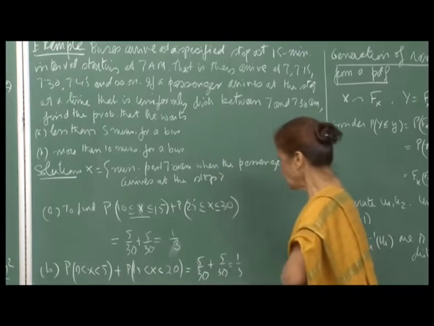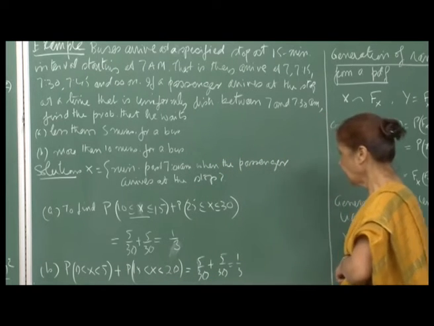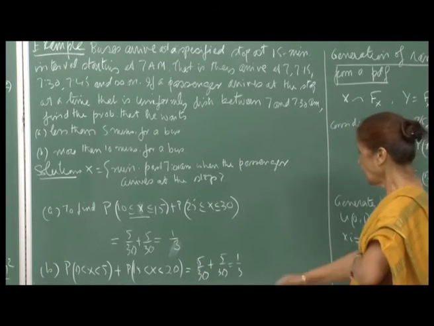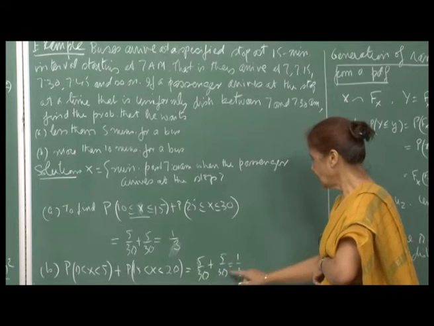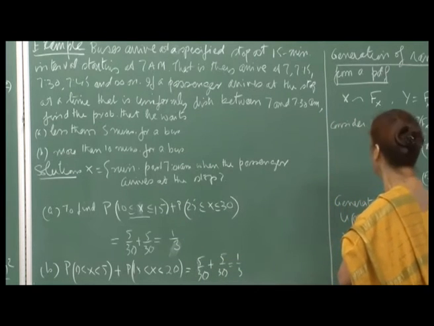Again, these two are disjoint. So, therefore, we can add up the probabilities, and this will be 5 by 30 plus 5 by 30, which is 1 by 3 again. Okay.